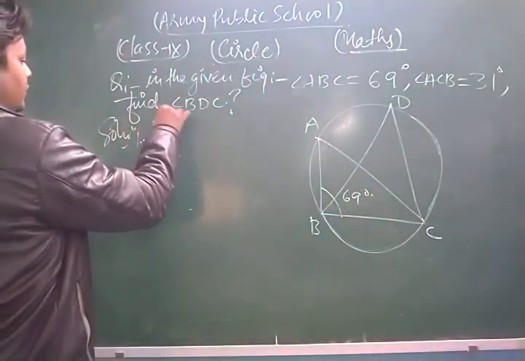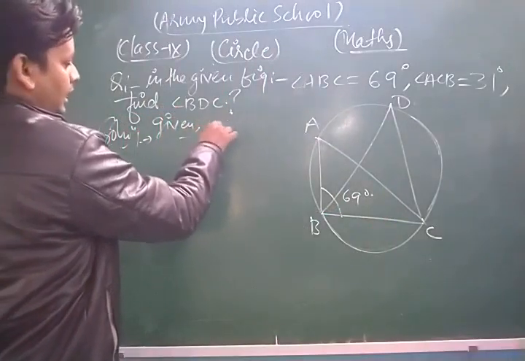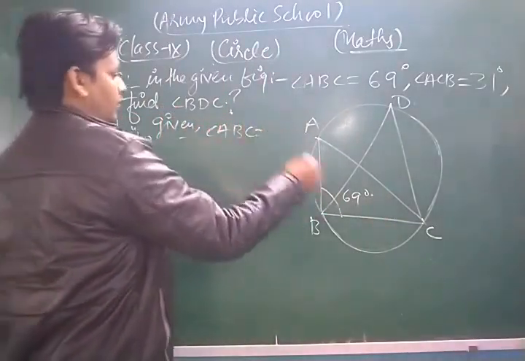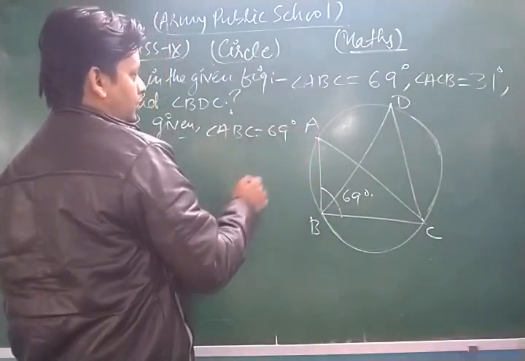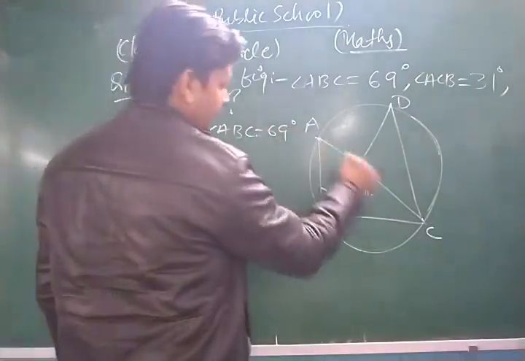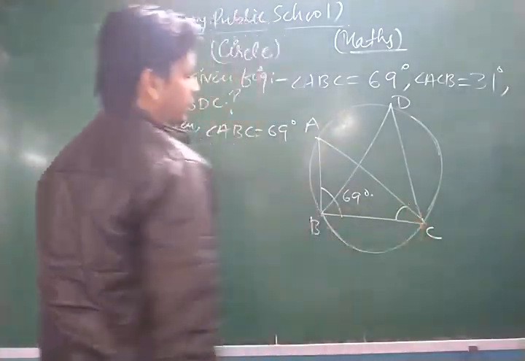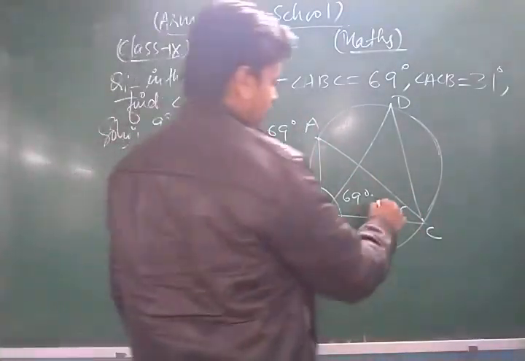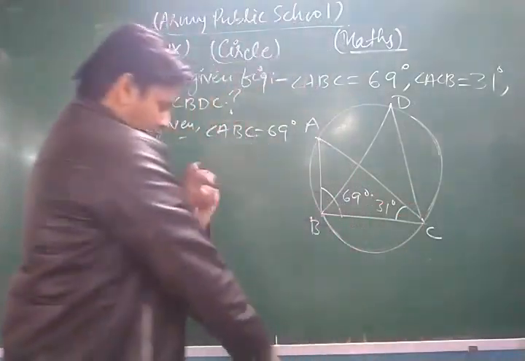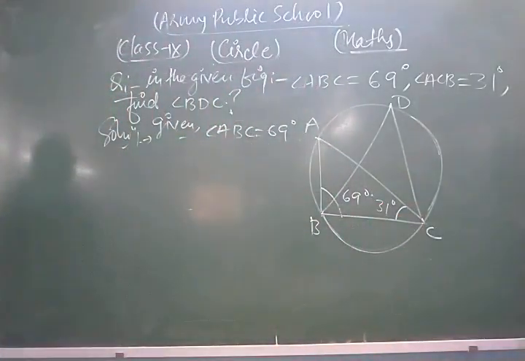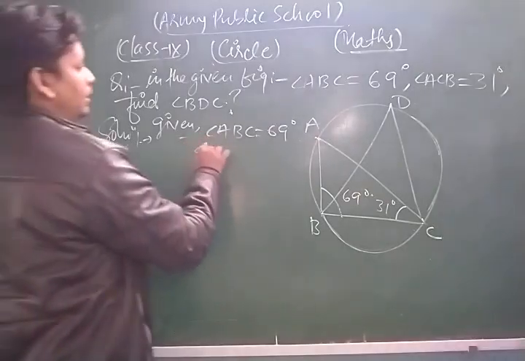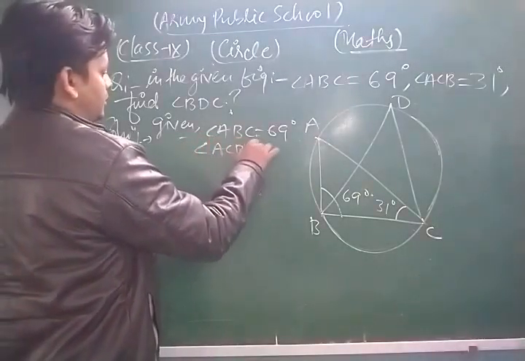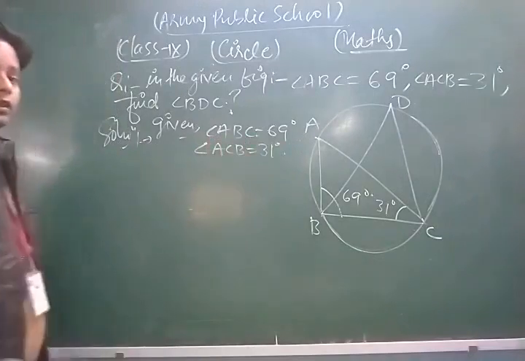It is given that angle ABC is 69 degrees for that question, and angle ACB is 31 degrees. That is, angle ACB is 31 degrees.